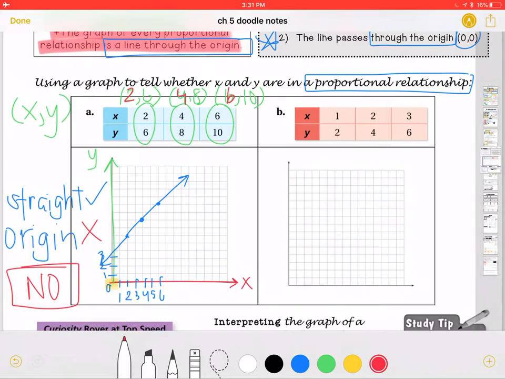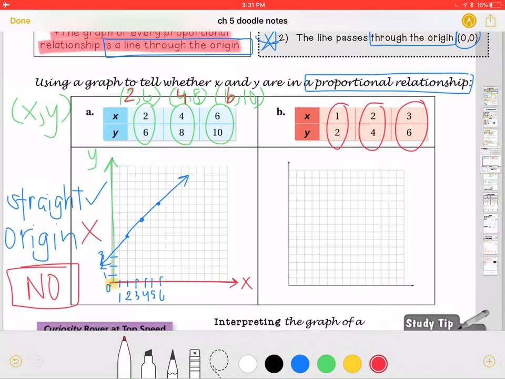And now we're going to do the same thing in part B with this table. You're going to take each of your ordered pairs, plot them, and then decide would it be a proportional relationship. I want you to pause the video, graph these, and then press play when you're ready to go. And we'll go over this.